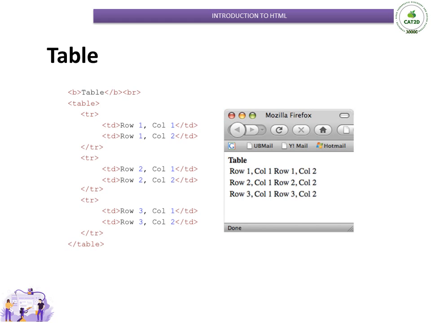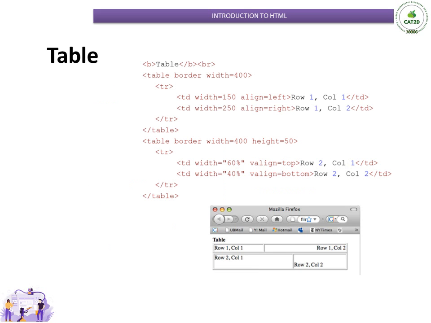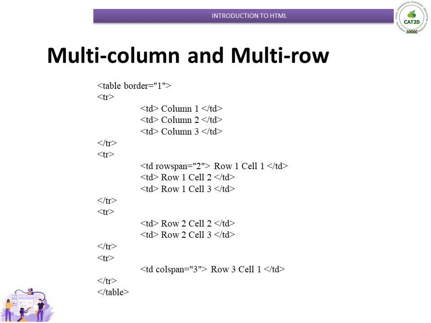Then for each row we now have 2 columns. Column 1 says row 1 column 1 and column 2 says row 1 column 2. While the second row has 2 columns, row 2 column 1, row 2 column 2. So we can actually increase the number of rows and increase the number of columns. So the same thing applies to this, and the same thing applies to this. This is a multi-column, multi-row table.